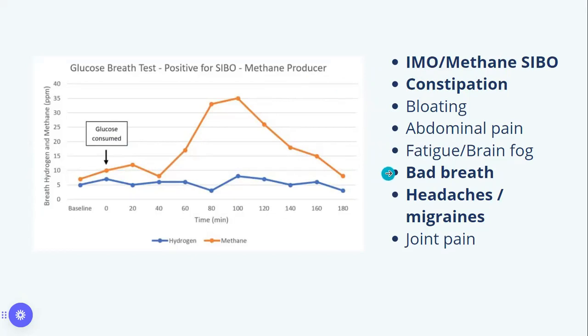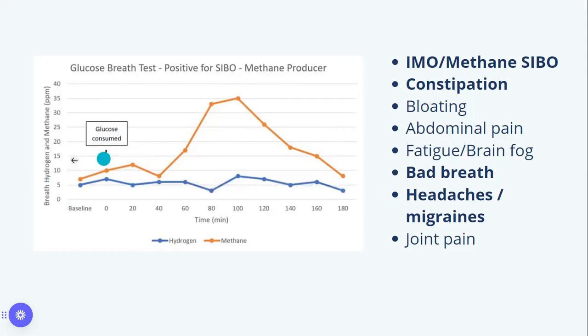common bad breath. So feeling like, even if you've just brushed your teeth, you still have bad breath, and that it's coming up from your stomach. Headaches and migraines would also be really common in methane SIBO and not so common in the other forms of SIBO. Joint pain, brain fog, abdominal pain, and bloating would be common across all types. So in this one, it's glucose consumption, and then you see the rise of the methane within the 90-minute mark, but the hydrogen remains normal.